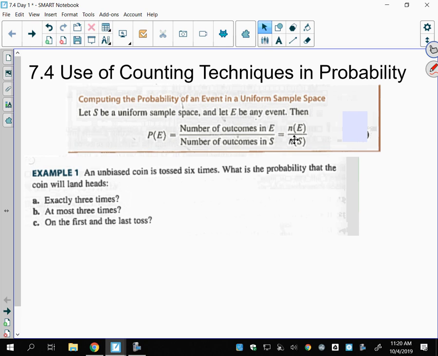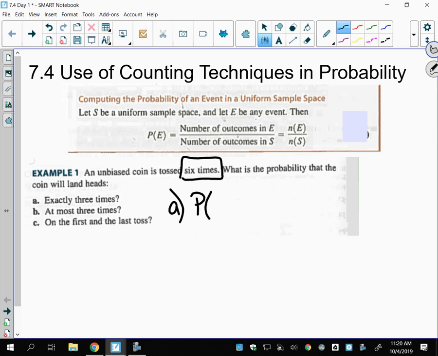So the first one says, an unbiased coin is tossed 6 times. What is the probability that the coin will land heads? Part A says exactly 3 times. So we want the probability that we get exactly 3 heads, which means that we would get 3 tails as well, right?